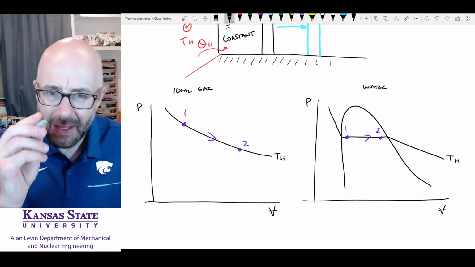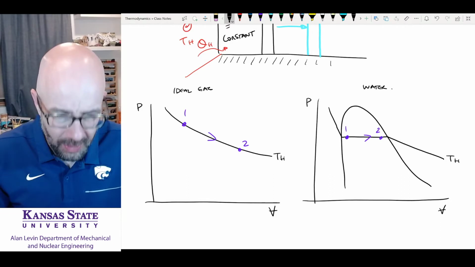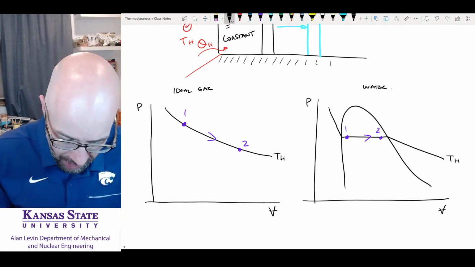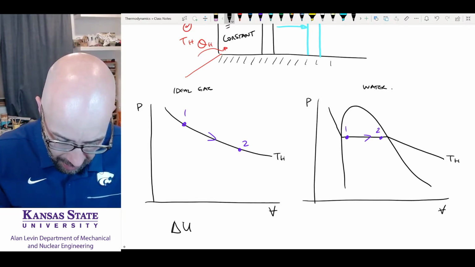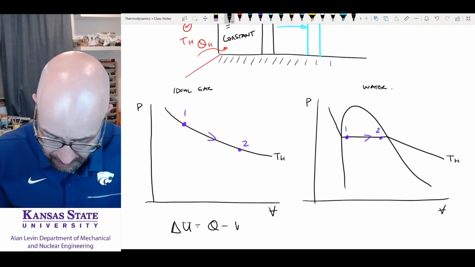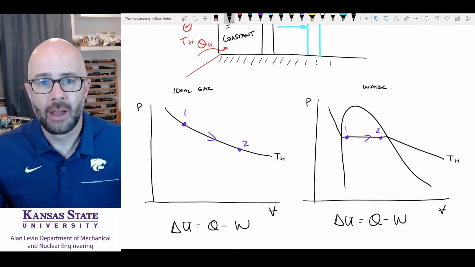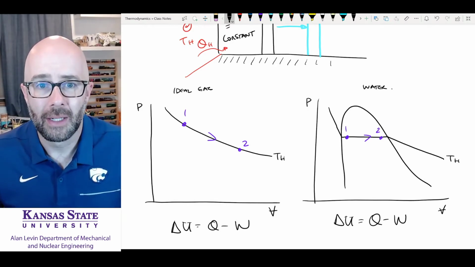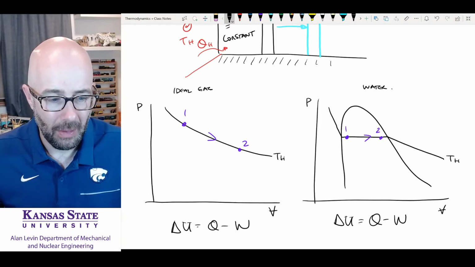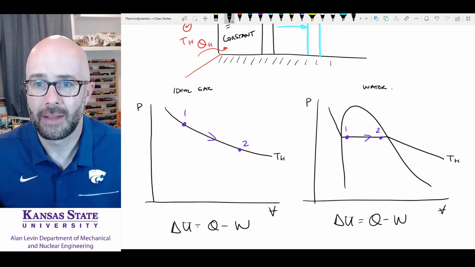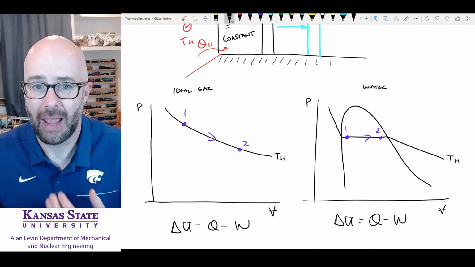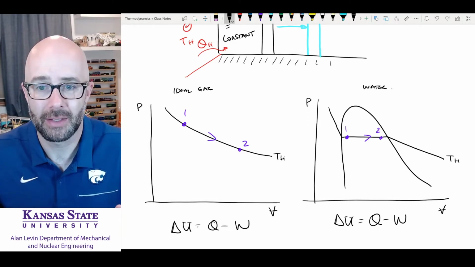Now, let's look at this process, and if we would do this, remember it's a closed system, so we'd go back here to our first law. Delta U is equal to Q minus W, right? Delta U is equal to Q minus W. We know we have some work here in these situations. We know we have heat transfer in the situation. We have to. Okay, we have heat coming in to keep that temperature constant.